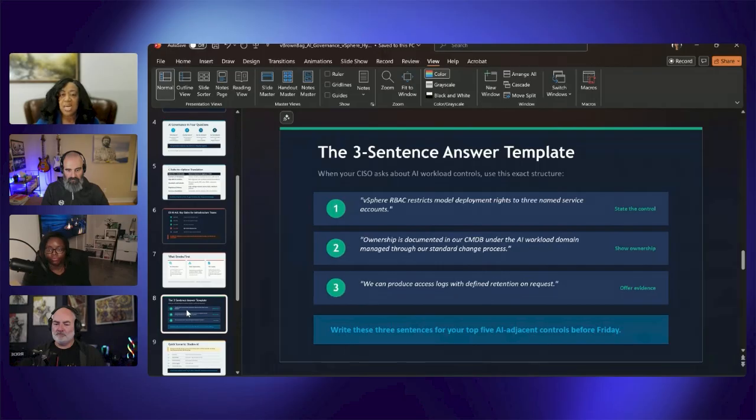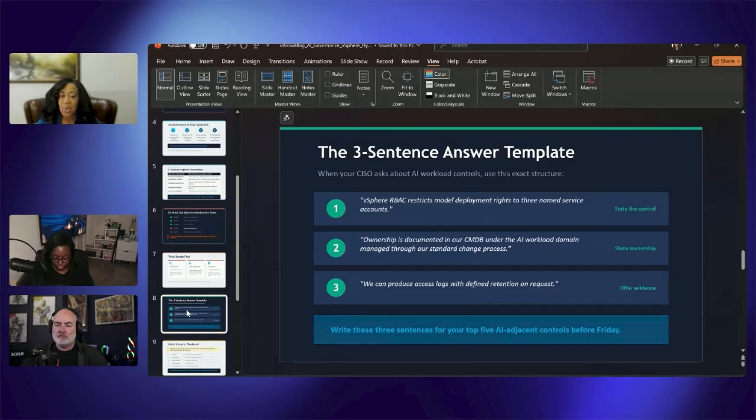The next one is ownership. And we know how, I want to say, chaotic and sometimes sporadic those CMDB systems can be under those AI workload domains, and they're managed through standard change processes, which we all know have historically had issues with change management and rollbacks. And so you have to be able to show ownership. Who owns that? Who's the documented owner? That person is responsible. And so that's a question you'll get.